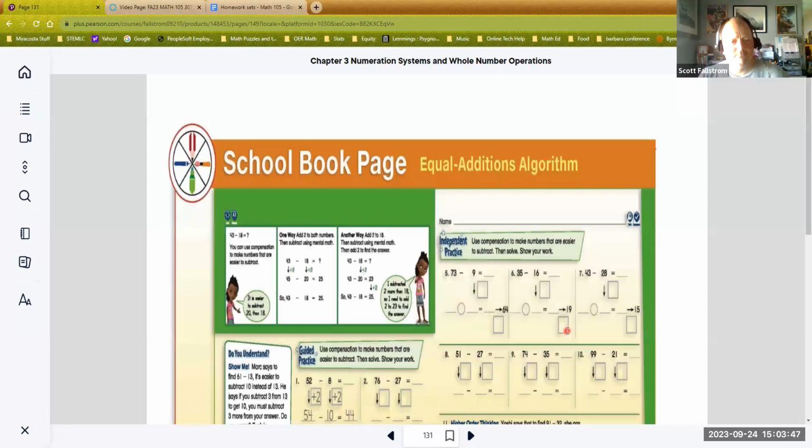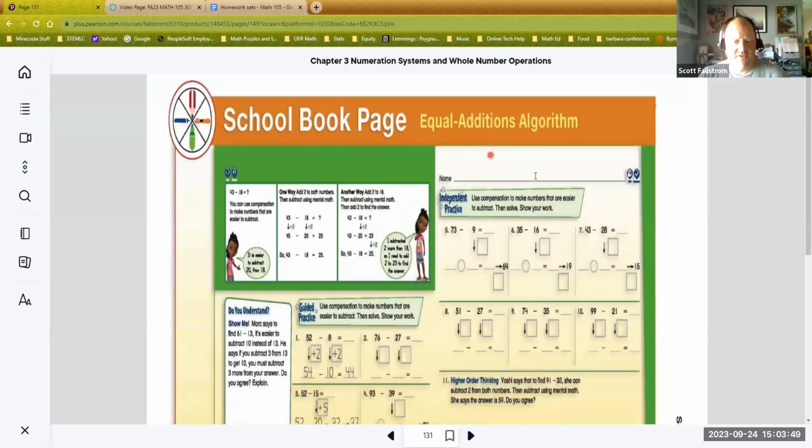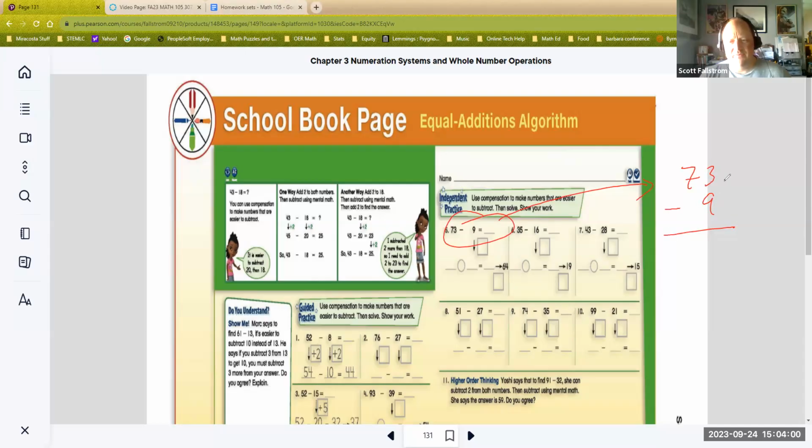Nothing wrong with that. School book page for the equal additions, such a fantastic one to do, especially when numbers are really close to 10s. Like this problem here for kids, this problem would have been really cumbersome before, but if you say, hey, wait a minute, why don't I add 1 to each of these? Now I have the problem 74 minus 10, and I got to tell you, it's so much quicker. Like it's so much quicker, right? So keep that in mind as you do it.